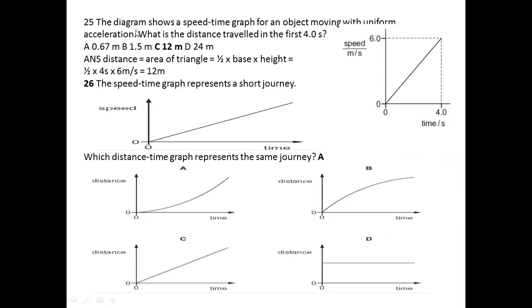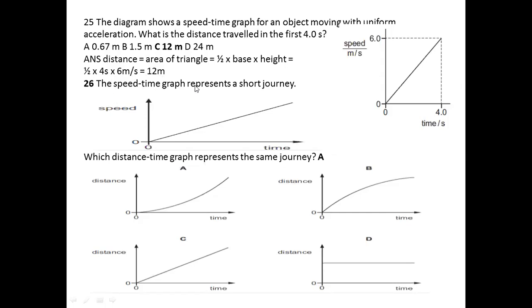Next is, the diagram shows a speed time graph for an object moving with uniform acceleration. What is the distance traveled in the first 4 seconds? So from a speed time graph, how to calculate the distance travelled? It is equivalent to the area under the graph. And what is the shape of the area under the straight line? It is a triangle. So distance travelled will be equivalent to the area of the triangle, that is half into base into height. Base is 4 seconds, height is 6 meters per second. Half into 4 seconds into 6 meters per second, answer becomes 12 meters per second.